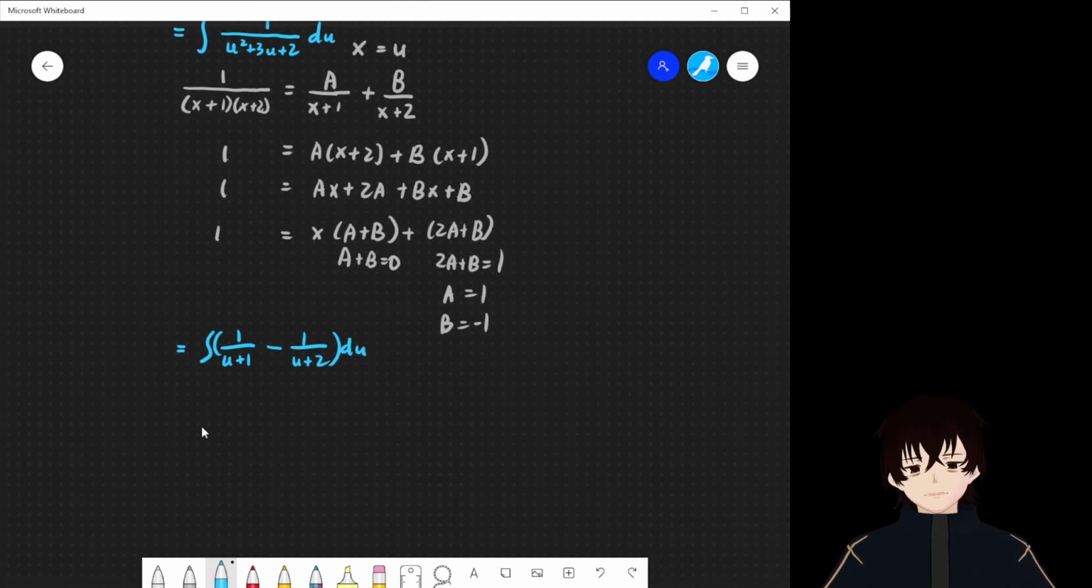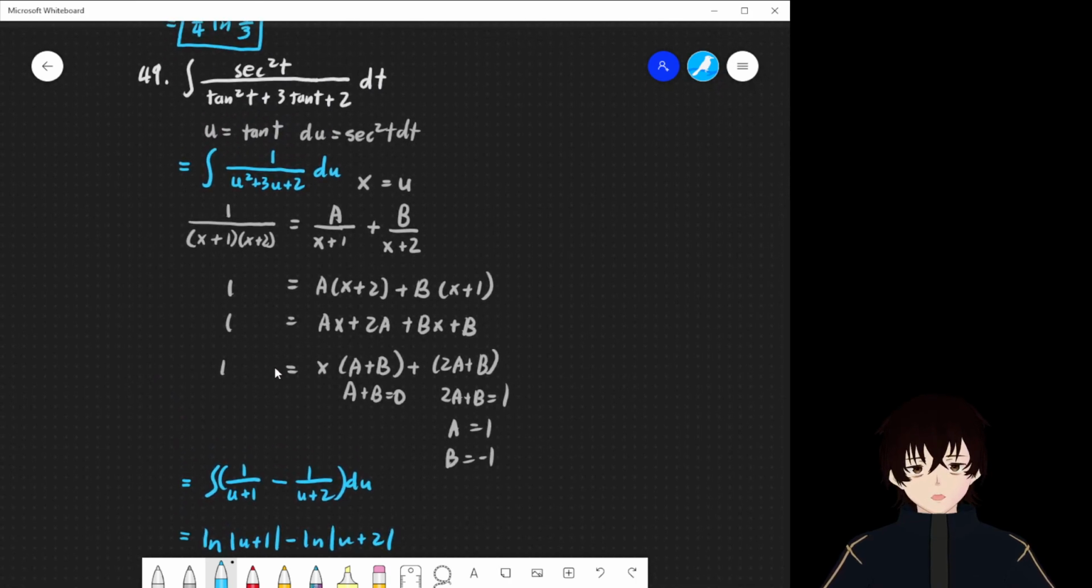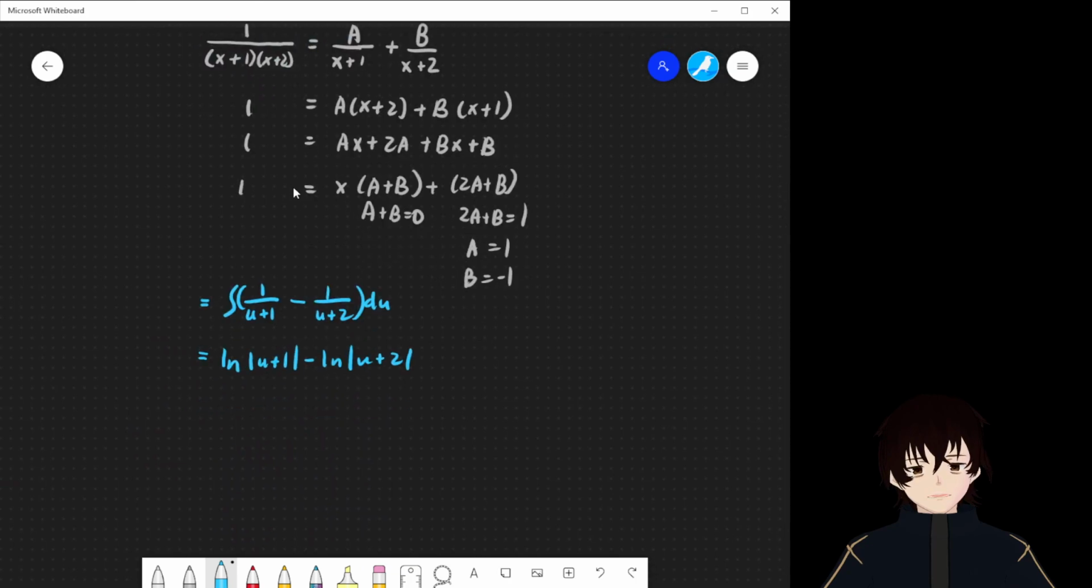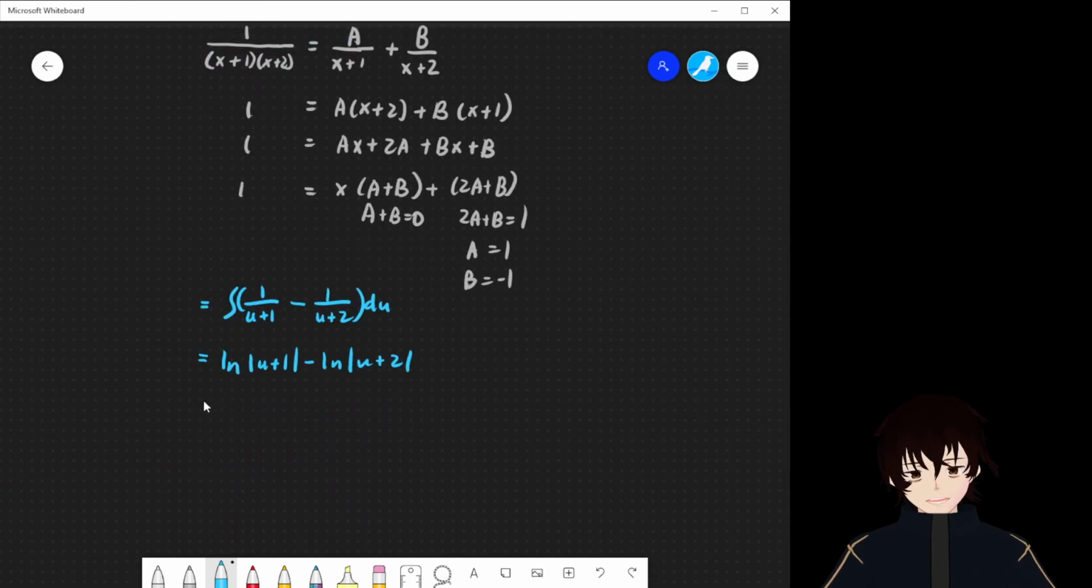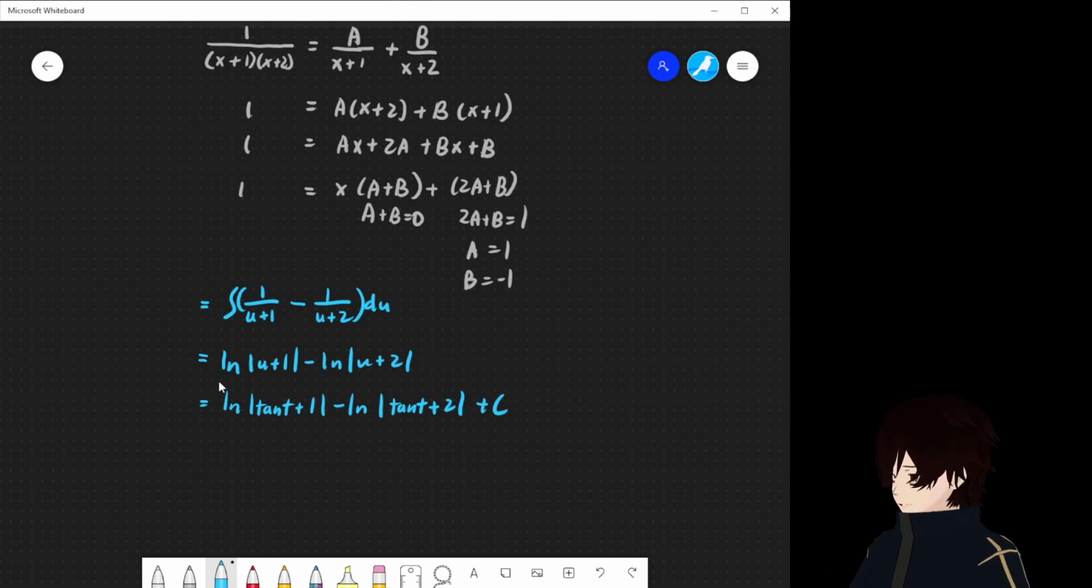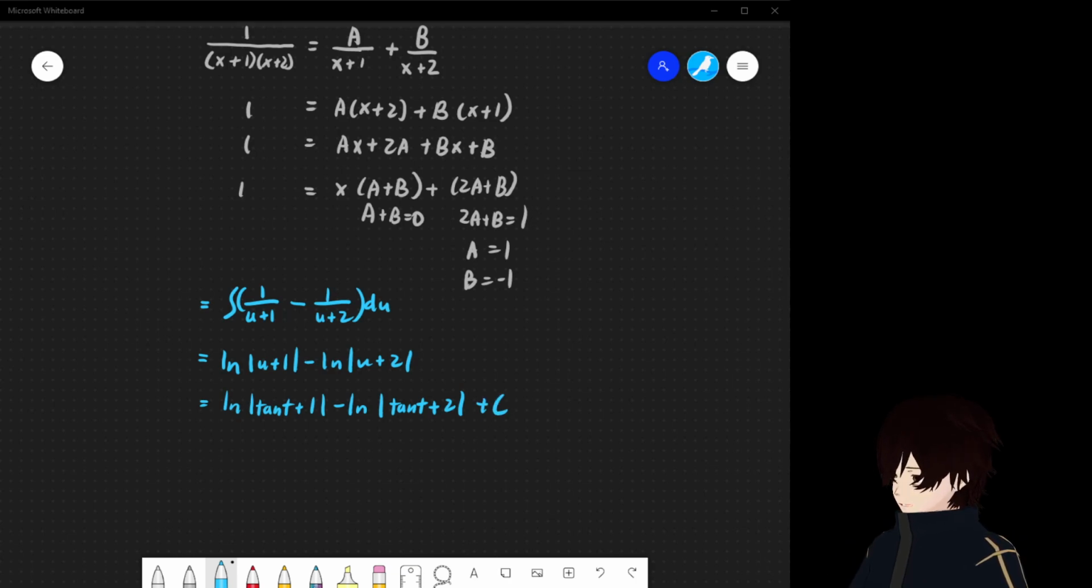Because b is negative. Now that would be equal to natural log of u plus 1 minus natural log of u plus 2. Substitute back in, u is equal to tangent t. So we get natural log of tangent t plus 1 minus natural log of tangent t plus 2, plus c. And that is perfect.